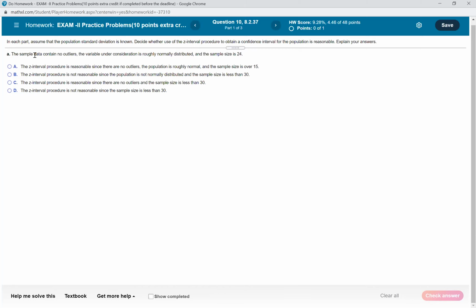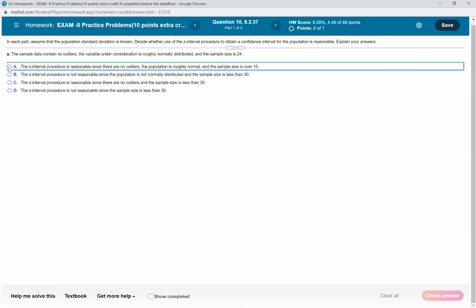The sample data contains no outliers, and the variable under consideration is roughly normal. Sample size is 24. Okay, the idea is when there are no outliers, and if the distribution is roughly normal, and if the sample size is over 15, then we can use the Z interval. So that means the sample size is 24, which is over 15, so we can use the interval. So this is the correct answer.